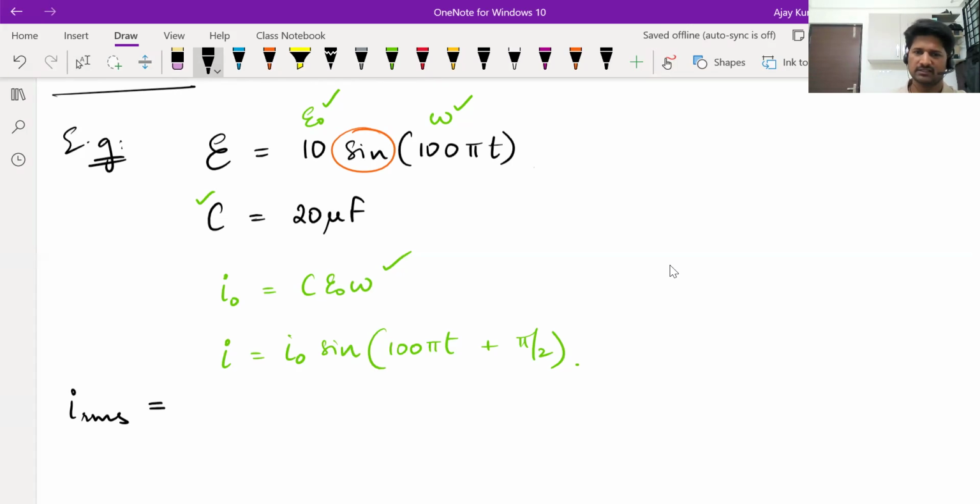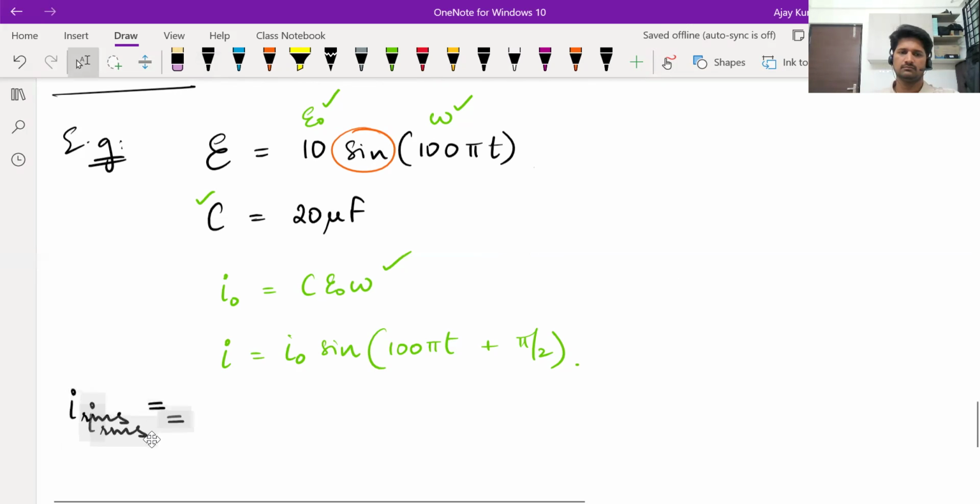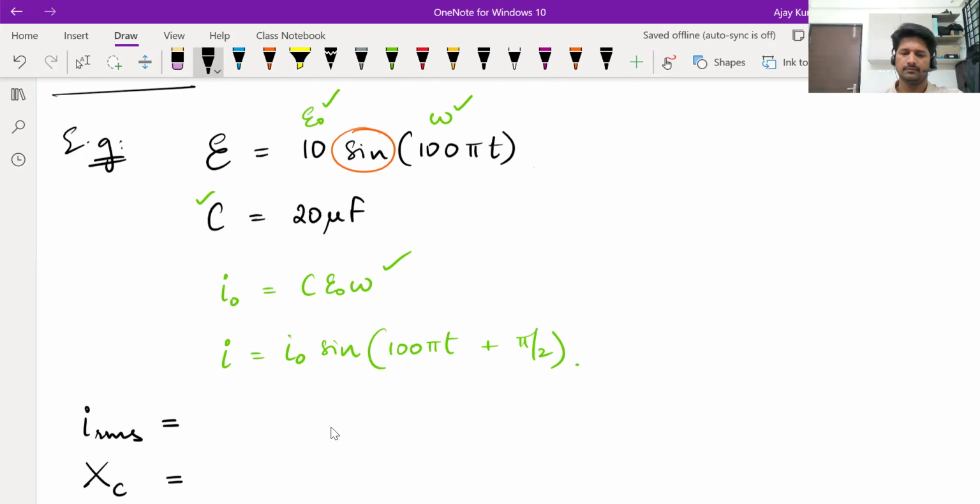See, the current function is a sine function. For sine function, the RMS value is 1 by root 2. So tell me how much the RMS value of the current will be. Also tell me how much is the capacitive reactance. Okay, solve it quickly, both of you.